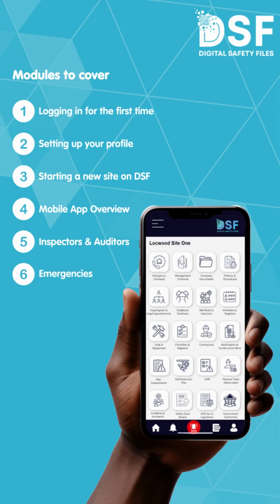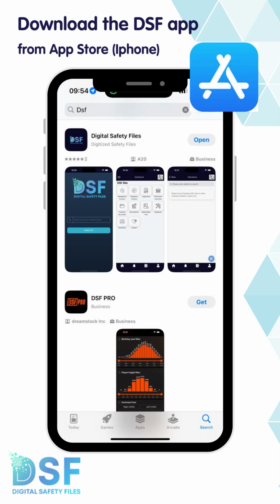In this overview, we'll go step by step through everything you need to know, from logging in for the first time to setting up your profile and starting a new site on DSF. We'll also explore the main app dashboard, show how inspectors and auditors can access information instantly, and how to handle emergencies with one tap. To get started, download the DSF Digital Safety Files app.